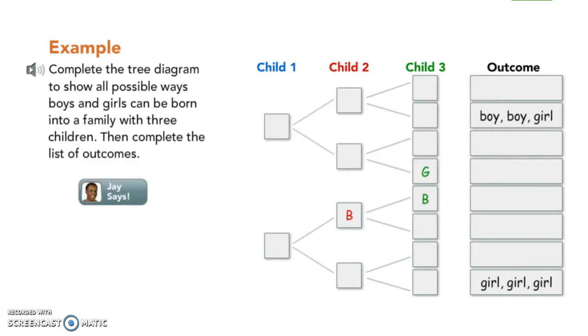We are going to get 3 different children, and we want to put all the different gender combinations. So child 1 can either be a boy or a girl. Child 2 can either be a boy or a girl. So we have that branched off of the option for child 1, boy or girl. Then child 3.